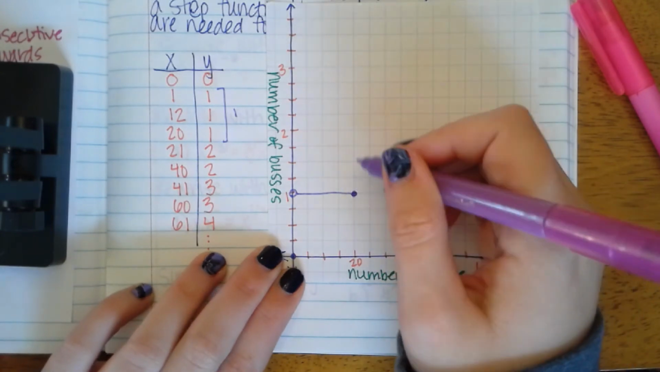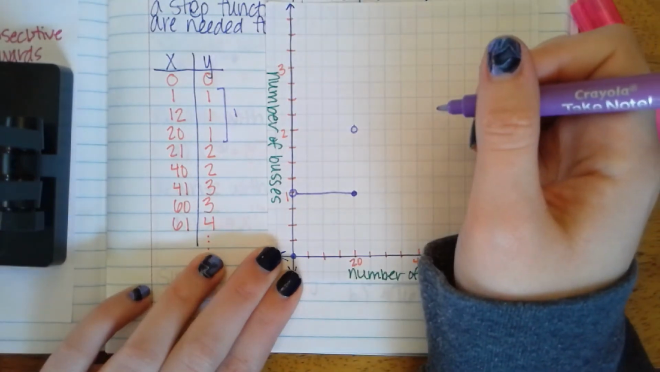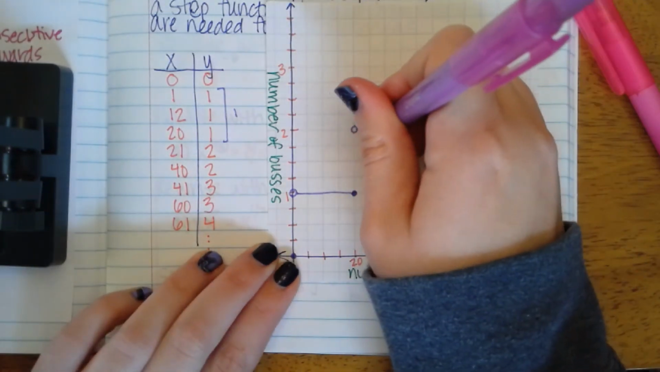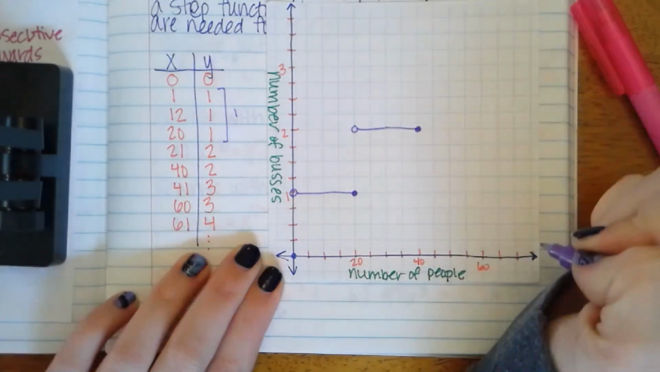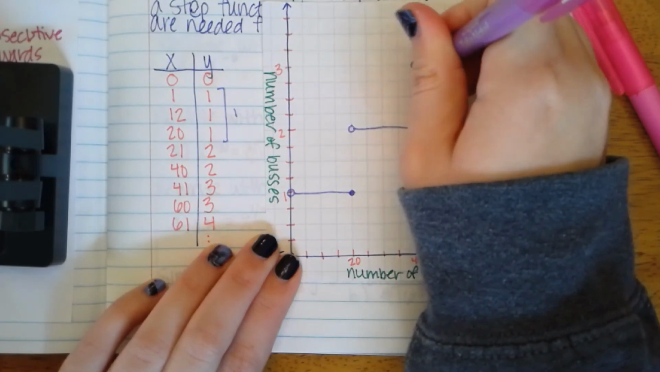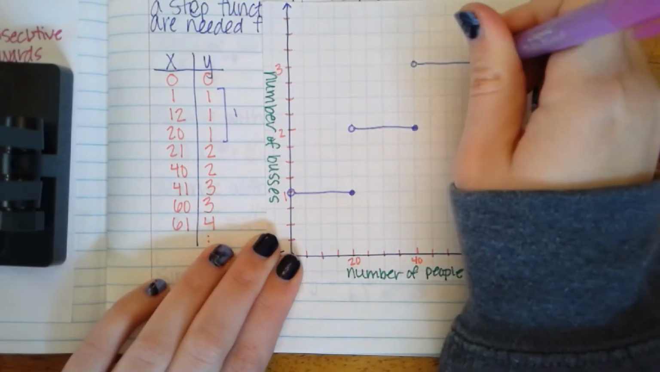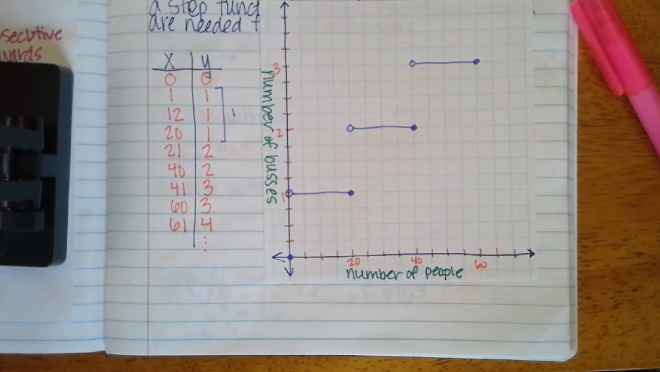Okay, and then at 21 people, we're going to put that open circle at 2. We're going to need 2 buses all the way to 40 people. And then again, that jumps up to 3 buses all the way until 60 people. And then that pattern would continue forever.